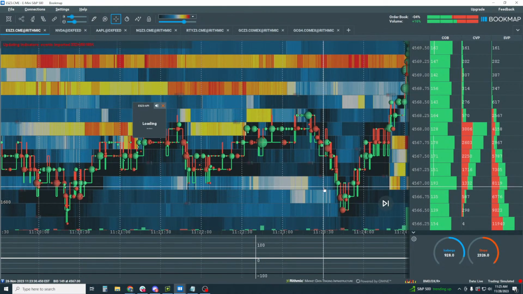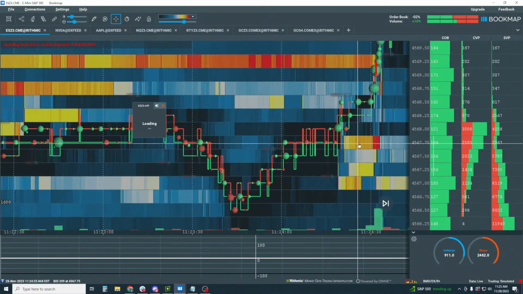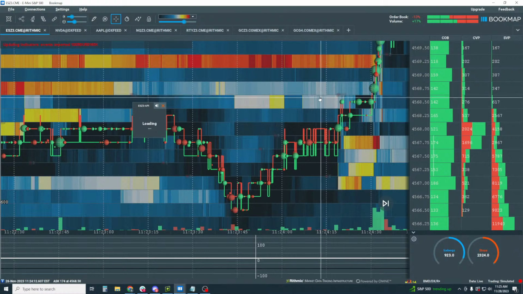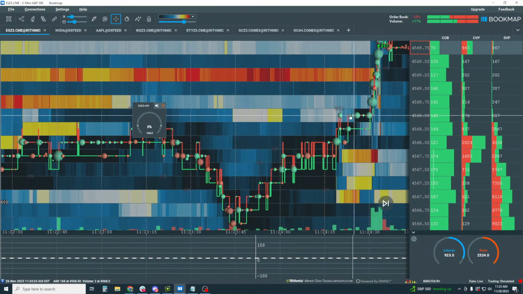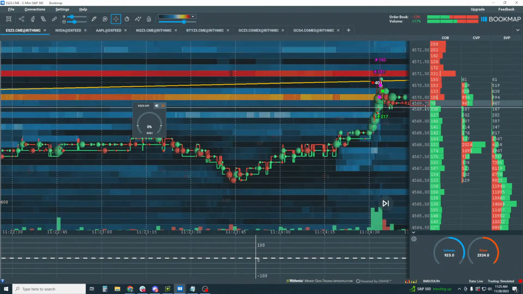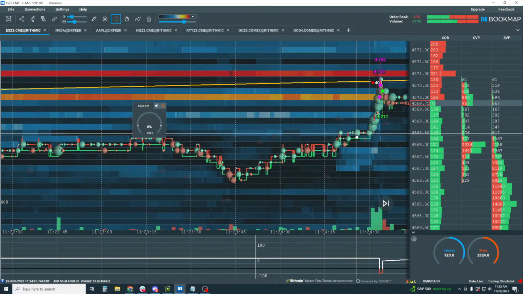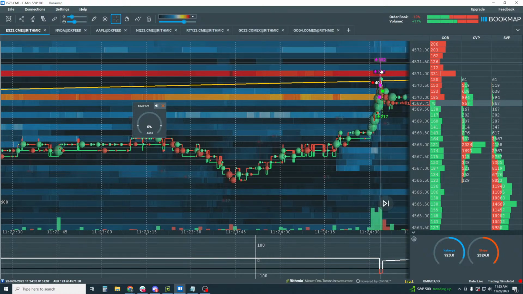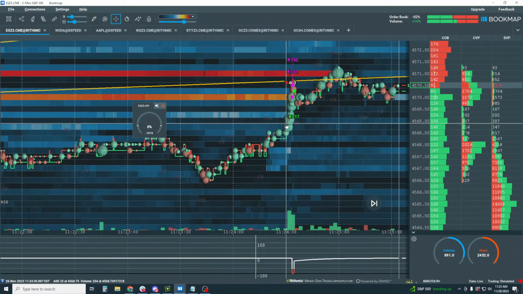Didn't get it. Rotation right back in the bid. Now we have a strong bid. This is something to lean on. They're pulling on the offer as well, and we're getting our buyers here. That's when we have something to lean on as something more probable as an outcome to the move higher.